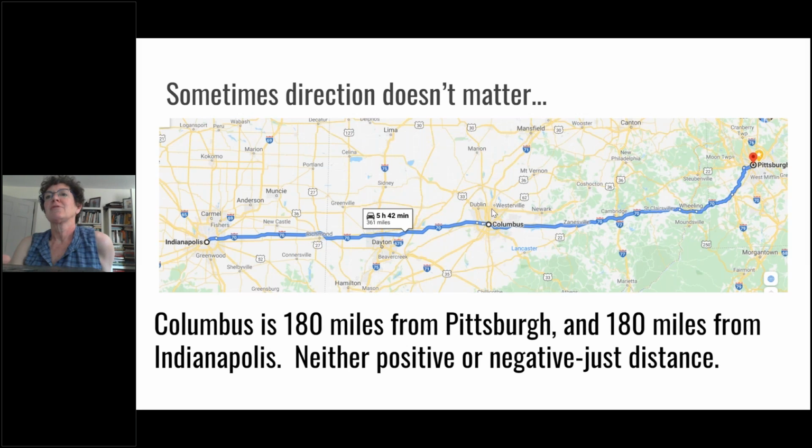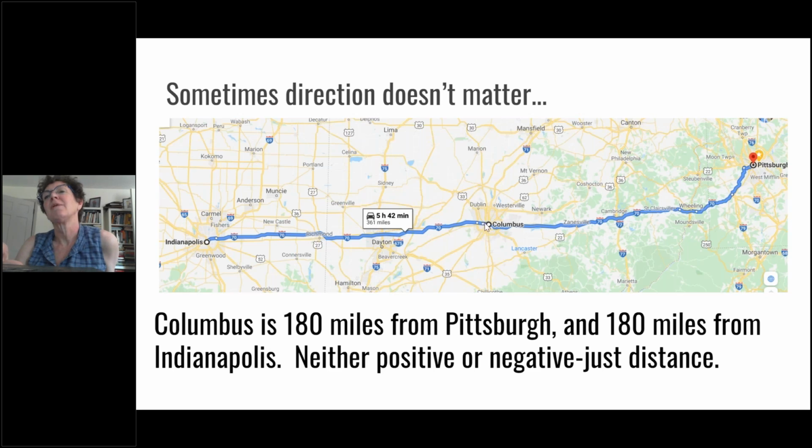If I am starting in Columbus and driving to Pittsburgh, I know that that's about 180 miles, but I don't think of that as being a positive or a negative number. It's just the distance. This map looks almost like a number line. We could think of Columbus as being the 0 point on the number line, and we could think of going to Pittsburgh as being positive numbers, and we can think of Indianapolis as being negative numbers, going in a negative direction. But that's not really how we think about it at all.